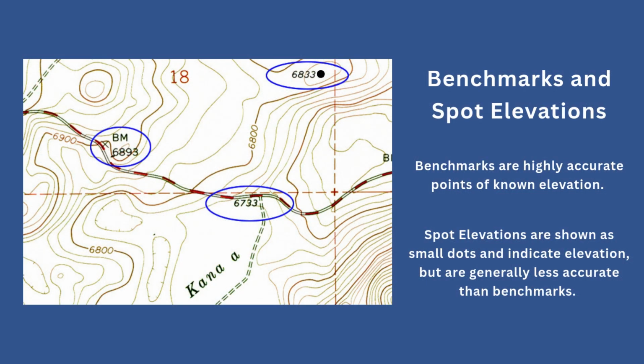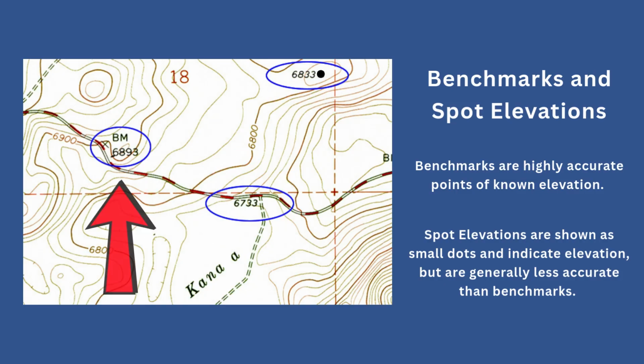As we continue exploring topographic maps, let's take a moment to understand 2 important elevation markers, benchmarks and spot elevations. Benchmarks are highly accurate points of known elevation. On the map, they're marked with a black X, accompanied by a specific elevation value. These are often established through precise surveying and serve as reliable reference points for navigation and mapping. Spot elevations, on the other hand, are shown as small dots. While they also indicate elevation, they're generally less accurate than benchmarks. You'll commonly find them at road junctions, hilltops, or other prominent terrain features where exact elevation isn't critical but still useful.